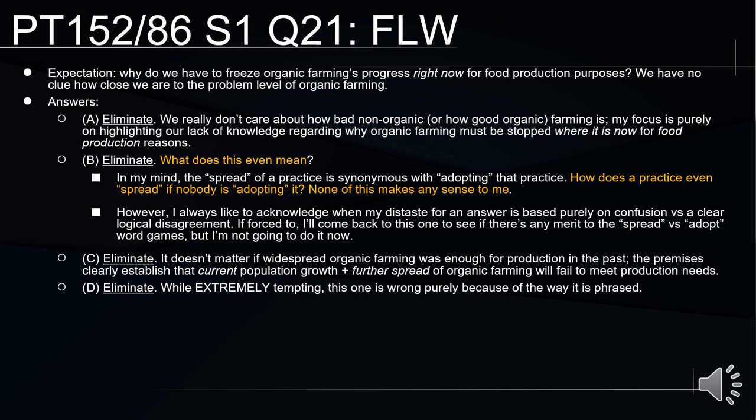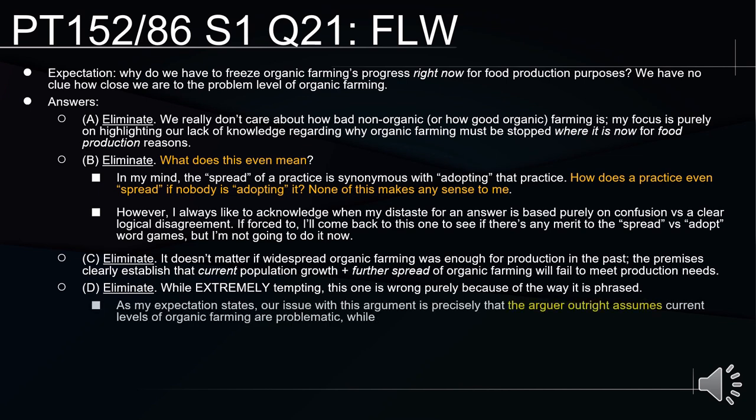So D says it overlooks the possibility that a consequence that would surely follow if all farmers adopted the practice of organic farming, i.e., food shortages, would still ensue even if not all of them did. And so, at first glance, it looks like, oh, that's exactly what your expectation says. But remember, we do have to look at how the answer choice is phrased.